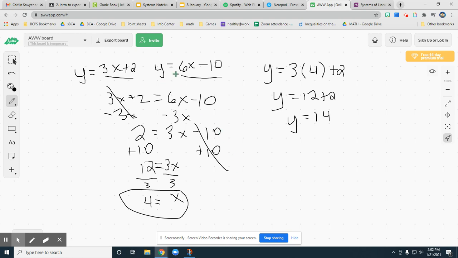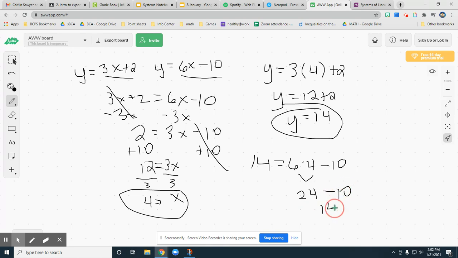So let's plug it in, substitute it into one of my equations to make sure that it holds true. Let's go ahead and use our other equation. y is 14 equals 6 times our x value of 4 minus 10. All right, so let's solve this and see what happens. 6 times 4 is 24 minus 10. Oh, look, I got 14. So when I substitute in my x value and my y value, the equation was true, and that's how I know I got the right values.